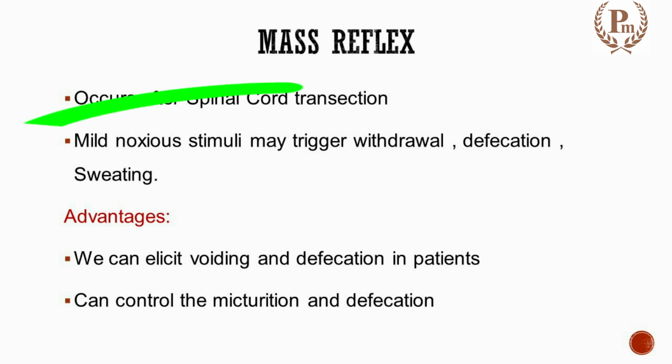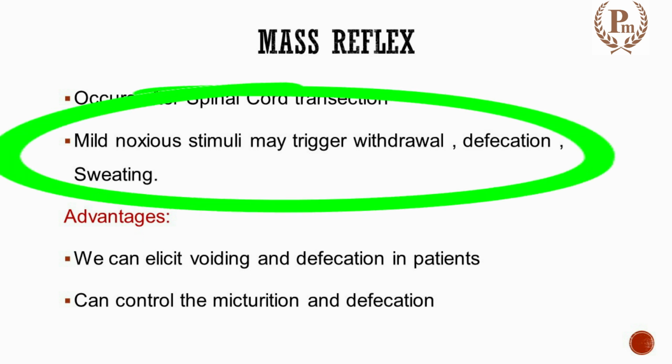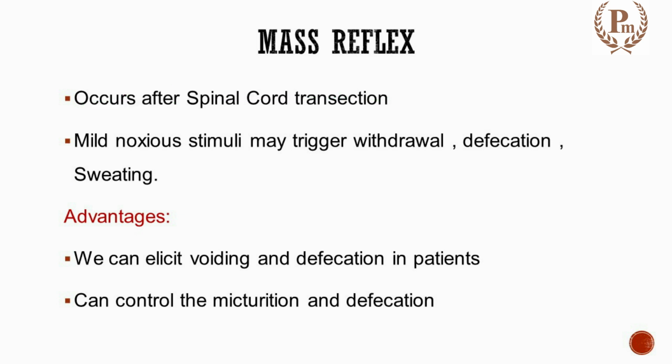And what do I find? The stimulus has to be of a little increased intensity. Hence, we are using not a mild touch or pressure stimulus, rather we are using a noxious stimulus. So it is going to cause the withdrawal. We know the first reflex to come back after the spinal cord transection is the flexor reflex. So the withdrawal reflex is the first one to appear. Hence, when a noxious stimulus is given, there will be withdrawal, flexion. Withdrawal means flexion. And the next thing that we find is there may be defecation, micturition.